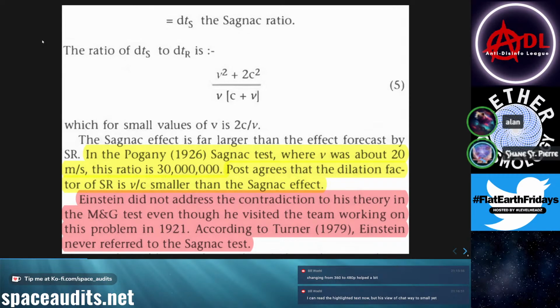Given that velocity ratio. So just a little, no, just a little bit off.